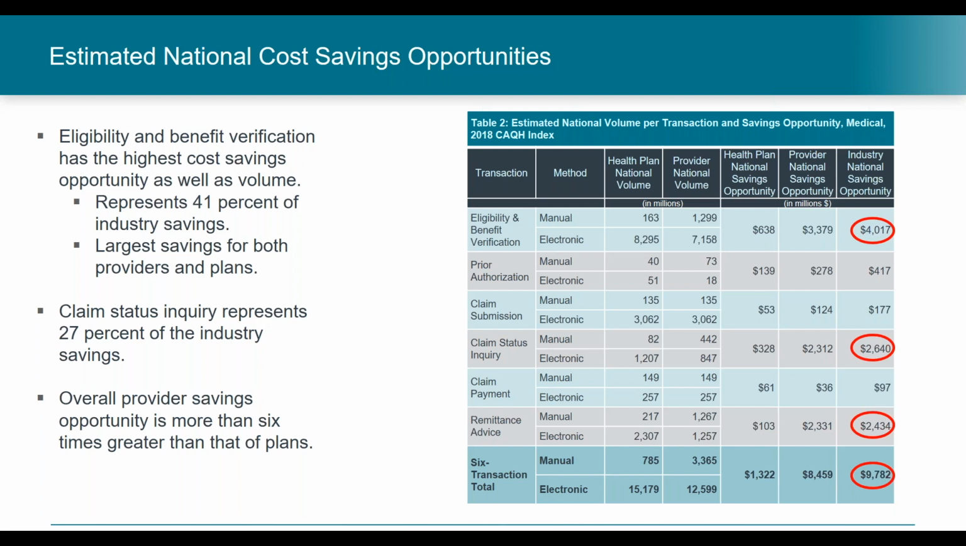Also interesting to note that when you look at the savings opportunities for plans and providers, the provider savings opportunity is 6 times greater than that of plans. So something to think about as we continue to move forward.